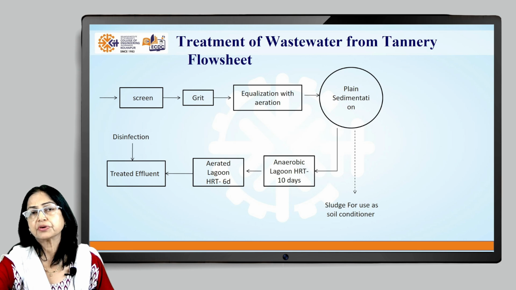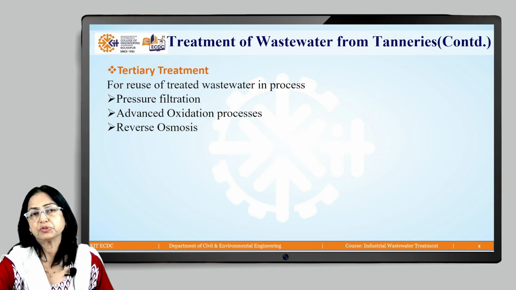So, here on your screen, you can see the treatment flow sheet for tannery wastewater, which is without spent tan liquor. So, screen, grit, equalization tank with aeration and plain sedimentation, up to here is primary treatment. Secondary treatment, anaerobic lagoon, HRT 10 days followed by aerated lagoon, HRT 6 days, and then your wastewater is treated, post disinfection, ready for disposal.